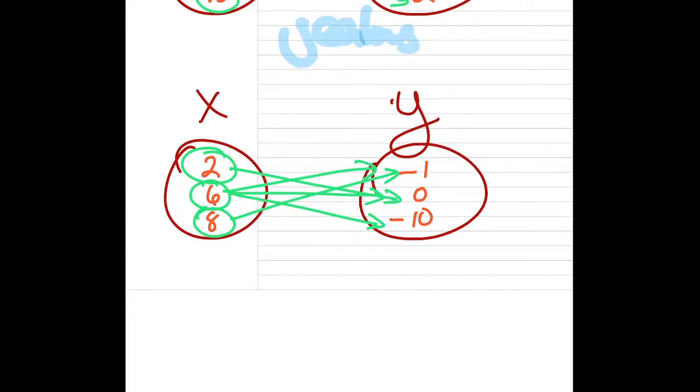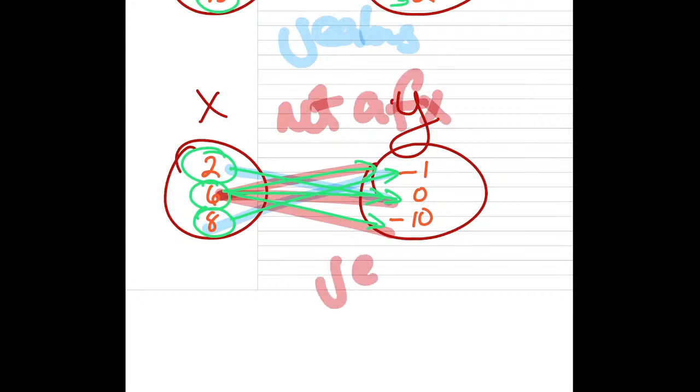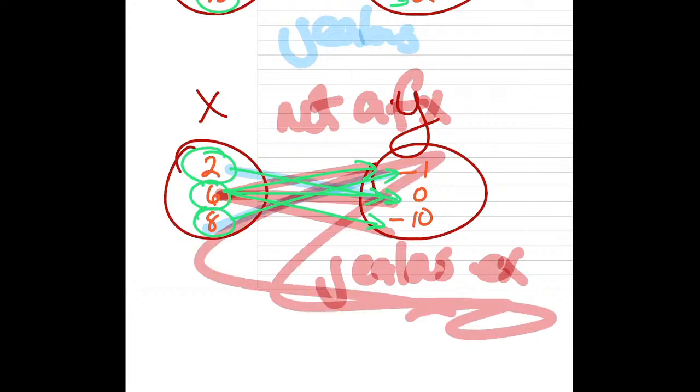This X right here is pointing to one answer. Yep. This 8 is pointing to 1, but this 6 right here is pointing to 1, 2, 3 different answers. That's not a thing. Not a function. Jealous X's. We out. Okay?